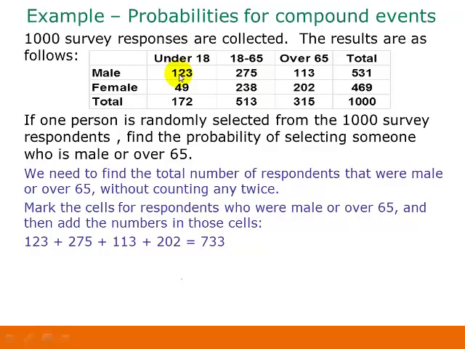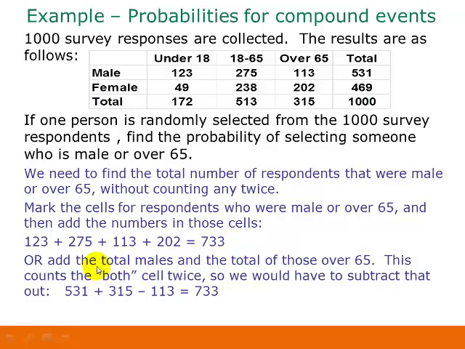So if we look at all the cells for the male row, we've got 123, 275, and 113. Now we also need to count the respondents who are over 65. We already counted the 113 in this cell, so we don't want to add that one in again because we don't want to count anyone twice. So we're going to add on the 202 that were over 65 but female. So we're just adding the numbers from these 4 cells together, and that gives us 733.